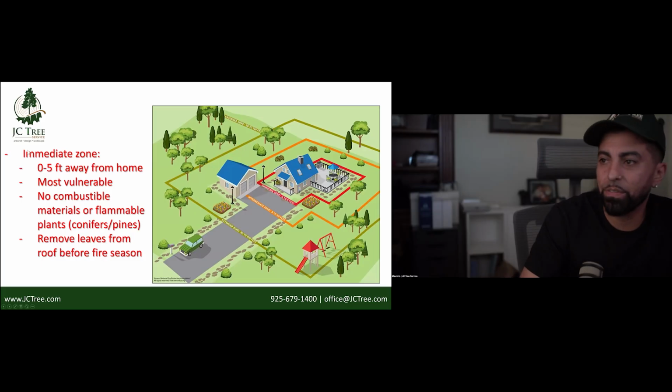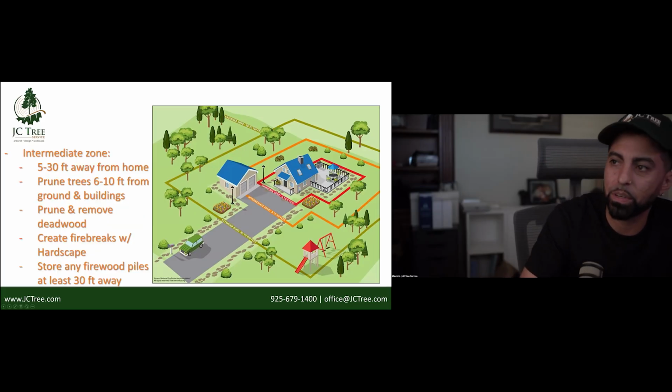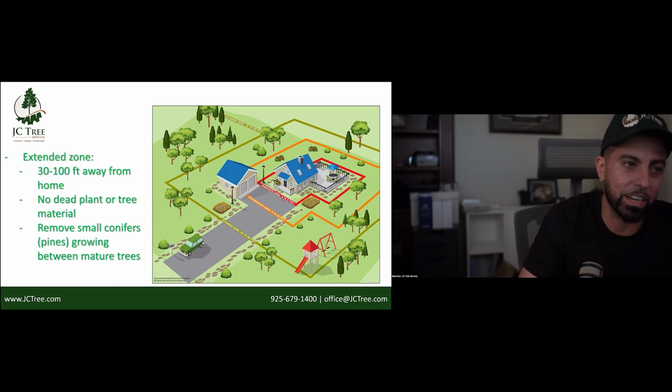So, 0 to 5 feet is the most vulnerable: no combustible material. From 5 to 30 feet, they allow trees and other vegetation, but there needs to be 6 to 10 feet of clearance away from the buildings. And 30 to 100 feet is the extended safe zone, but they still don't want dead trees there.